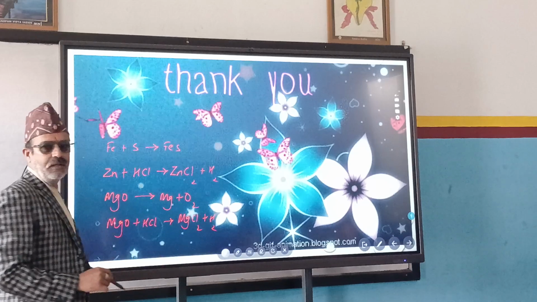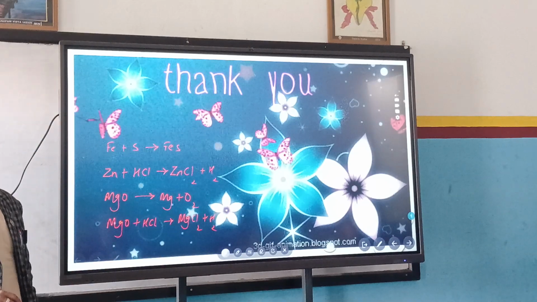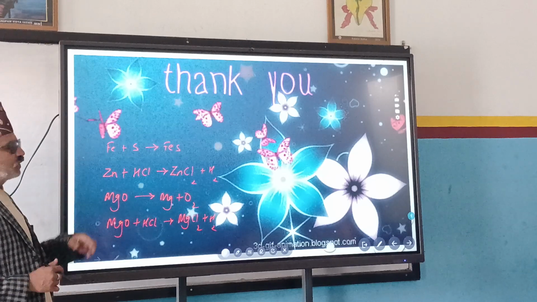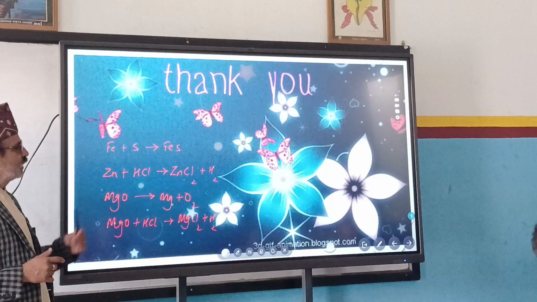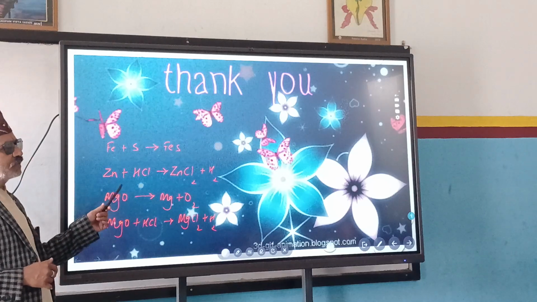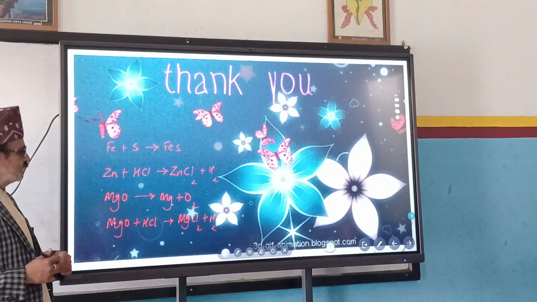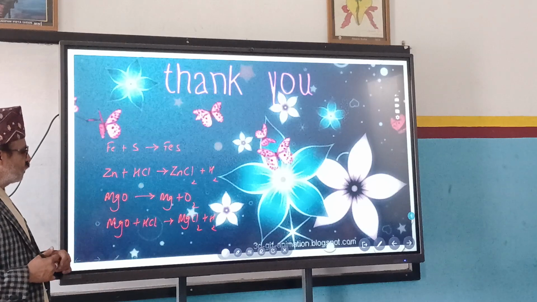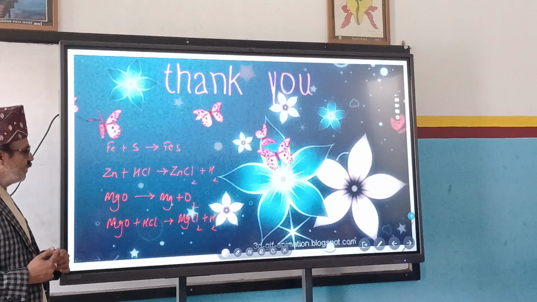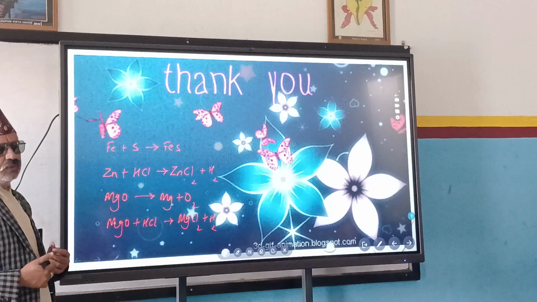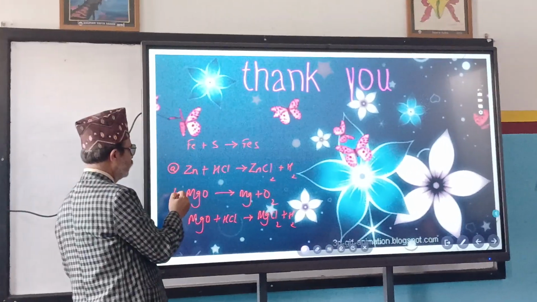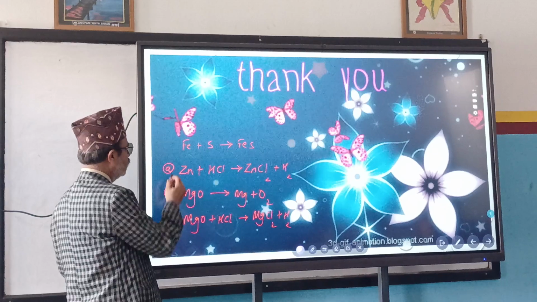So this is it. I've written here four reactions, four equations. What is the first one? Fe plus S gives FeS. Second one, Zn plus HCl gives ZnCl2 plus H2. Third, MgO gives Mg plus O2. Fourth, MgO plus HCl gives MgCl2 plus H2O. Now you tell me what is A, what is B, what is C, what is D.